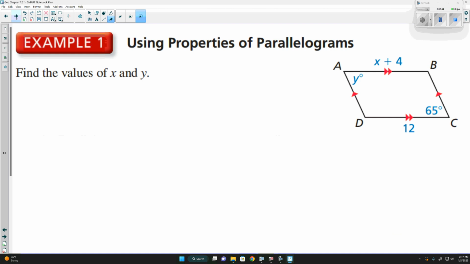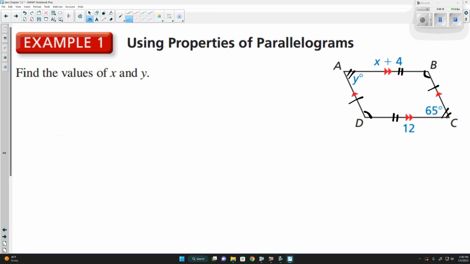So looking at this here, we want to find the value of x and y. Well, this quadrilateral is a parallelogram because we do have two sets of parallel sides. So it means the opposite sides are congruent. That means that these two sides are congruent and these two. It also means the opposite angles are congruent.